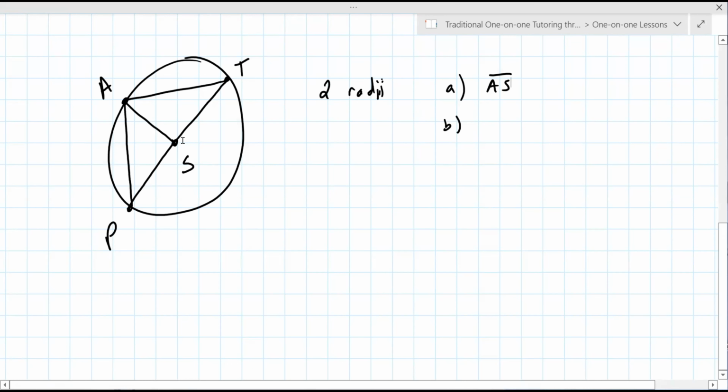So notice how you start at S and go out to A. Are there any other line segments that go from the center out to the radius?